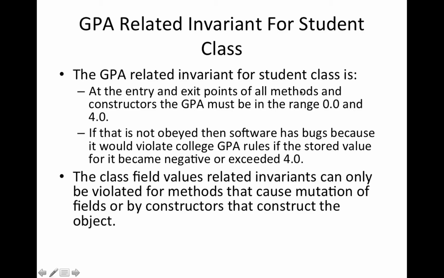So methods that mutate the object, like set methods, cause the mutation. Those are the only case you have to worry about actually. If that is not obeyed, then software will have a bug in it. If GPA is not maintained in range of 0 to 4.0, software will have bugs because it will violate college rules, GPA rules, if the stored value became negative or exceeded 4.0. Okay. The class field values related to invariant can only be violated by methods that cause mutation of the field or by constructors that construct the object for the first time. So we just repeated what we said earlier.